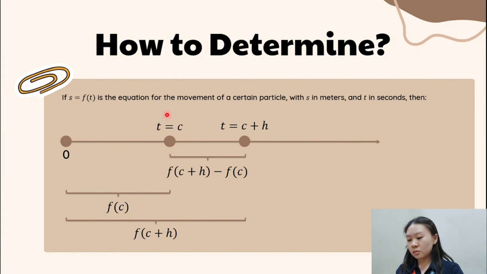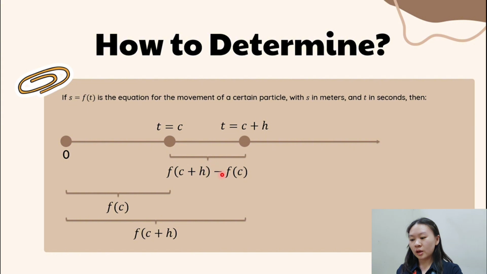When we substitute c into the function s equals f(t), we have that the distance traveled during c seconds is equal to f(c), and the distance traveled during t equals c plus h seconds is equal to f(c plus h). So the distance difference between t equals c and t equals c plus h, we can denote by f(c plus h) minus f(c).